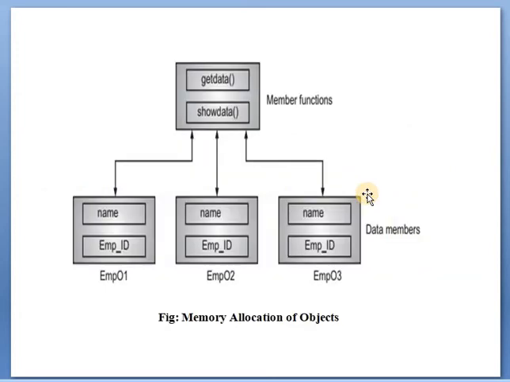Now see the diagram. Here the member functions are get data and show data. These are shared between object 1, object 2 and object 3. But data members have separate memory locations because here we have to store the values. The member functions are only used to perform operations on this data. So object 1, object 2 and object 3 are three objects of a class, and they have three copies of the data members, but share the single set of member functions, that is get data and show data. This is the memory allocation of an object.